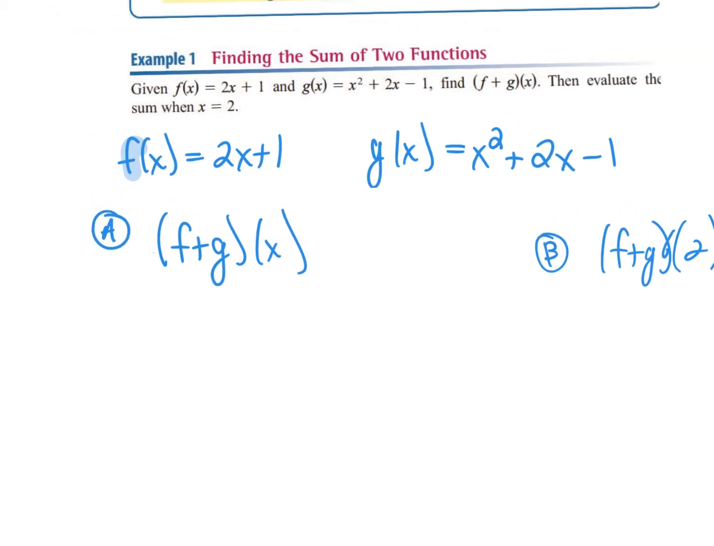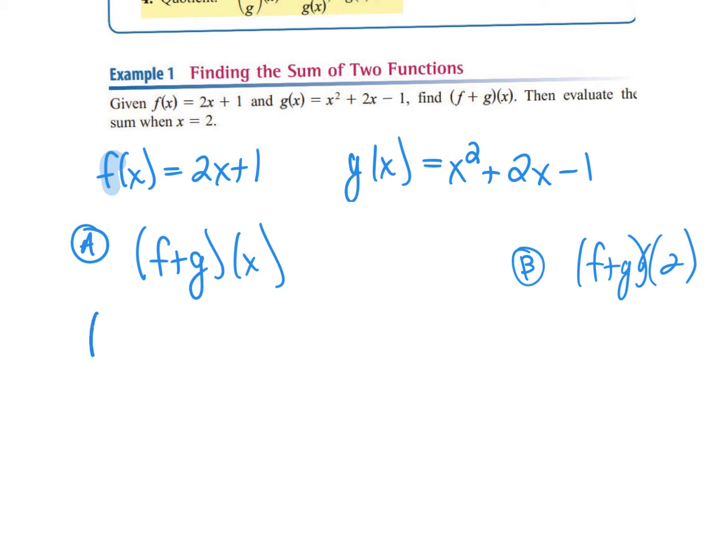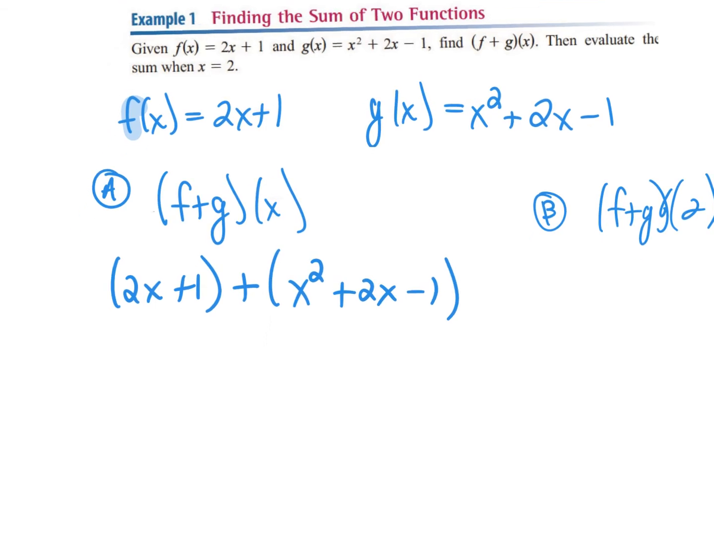So the way that you would do something like this, you take your f function, 2x plus 1, plus your g function, x squared plus 2x minus 1. All right, there is a plus sign in between these two parentheses. So does that mean I have to distribute anything? No, so just combine like terms. What's the highest exponent you see? X squared, so you have an x squared. And I have a 2x here and a 2x here, so plus 4x. What happens with a positive 1 and a negative 1? They cancel. So if your question was asked just like letter A, where it says f plus g of x, that would be your answer.